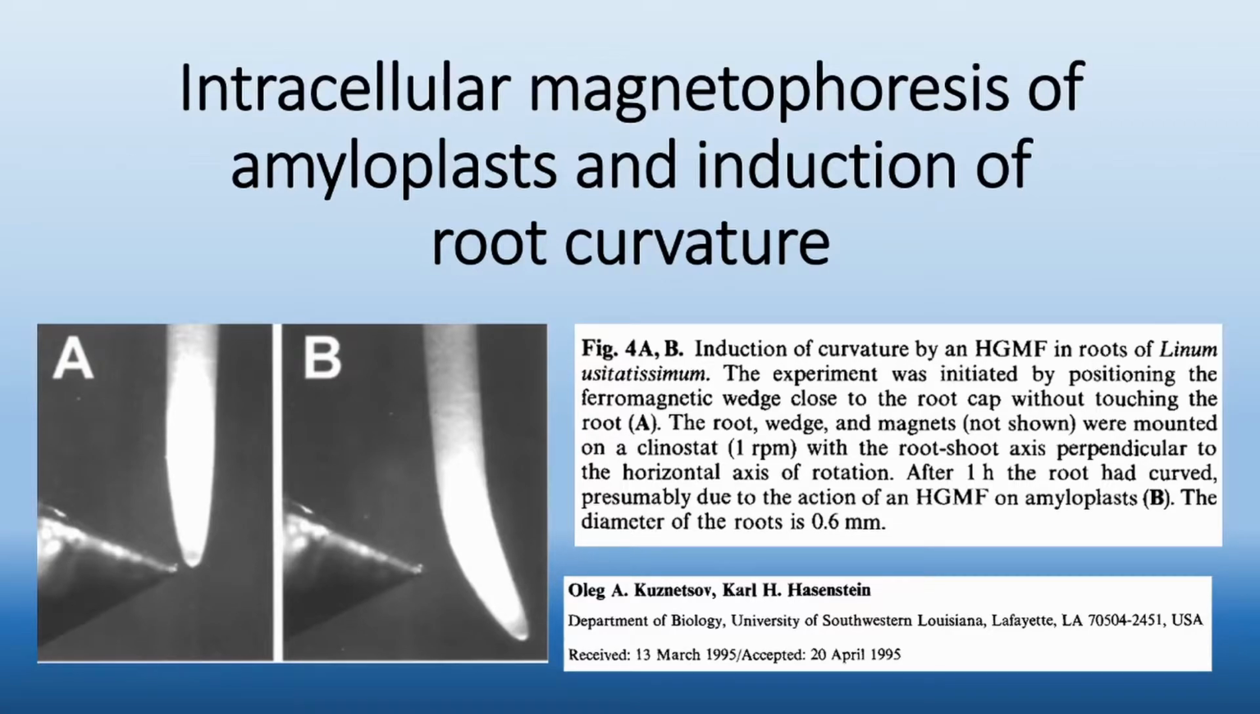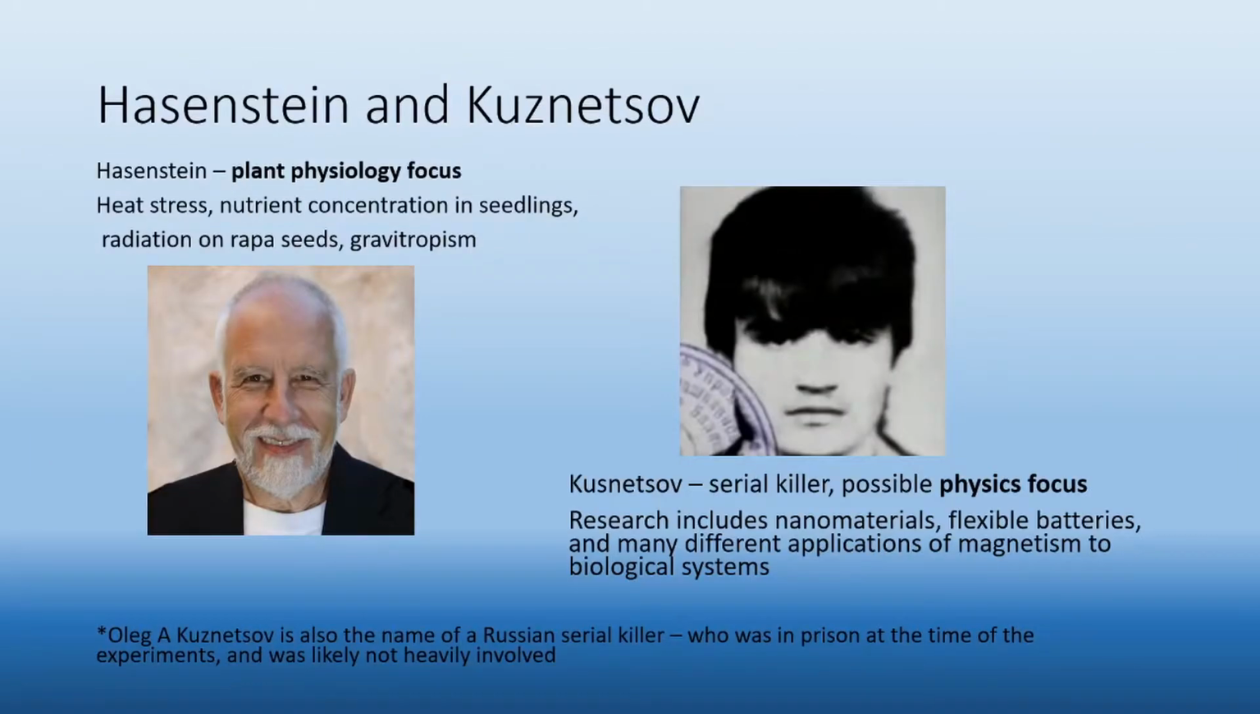Today I'll be presenting the paper that's been the inspiration for most of my current research projects. The title of the paper is Intracellular Magnetophoresis of Amyloplasts and Induction of Root Curvature. It's by Oleg A. Kuznetsov and Carl H. Hasenstein. Carl Hasenstein is a plant physiology sort of person.